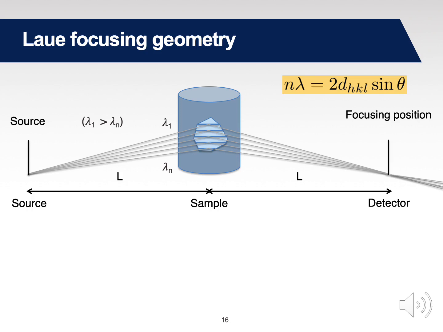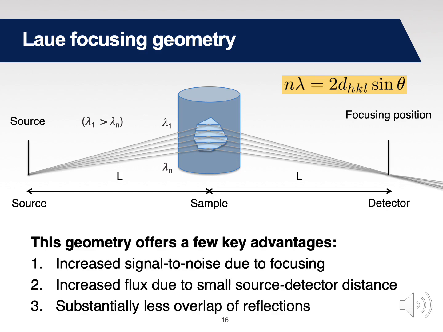And so note here that the Bragg condition is fulfilled across the angular span of the grain due to the polychromaticity of the incoming X-ray beam, and this would result in a linear energy gradient that contributes to diffraction. And so this offers several advantages due to the focusing. You have increased signal to noise and substantially less spot overlap on the detector plane.